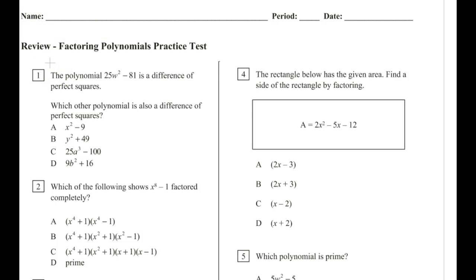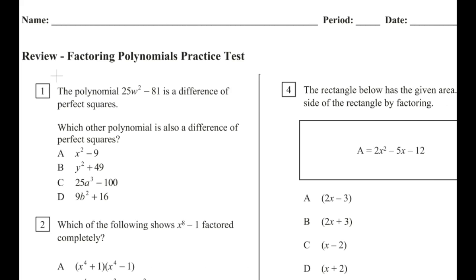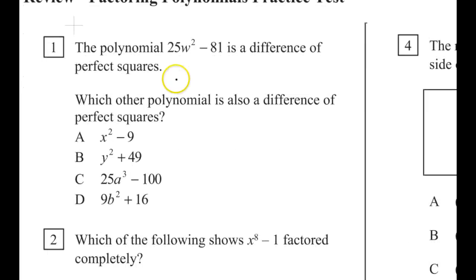So on number 1, what is a difference of squares? They say here's an example. Which one is kind of like this? The first thing you should probably pay attention to is a difference. It's subtraction, right? So which of these are subtraction? It has to be A or C. B and D are out because they're addition.